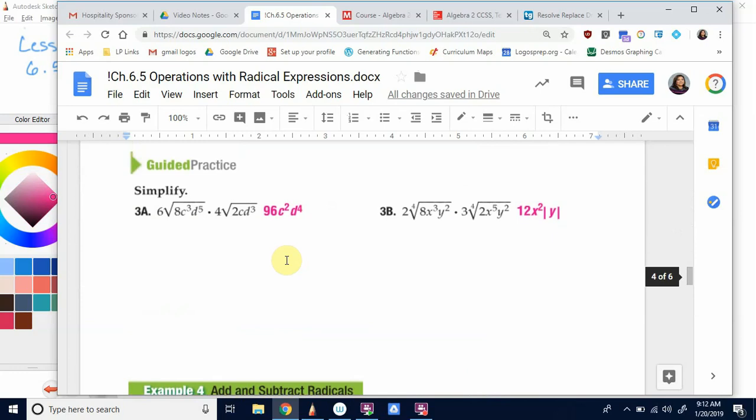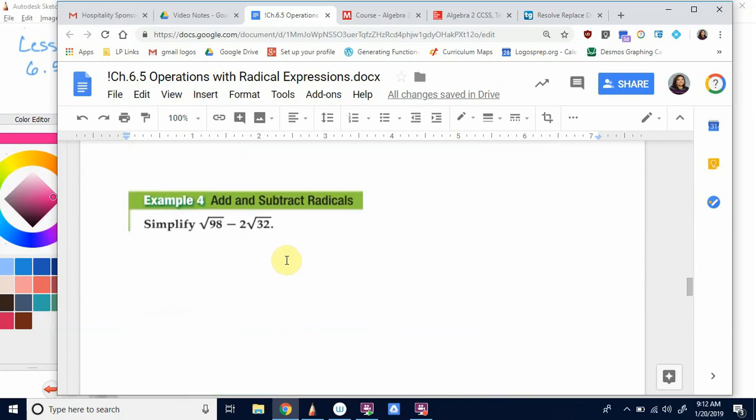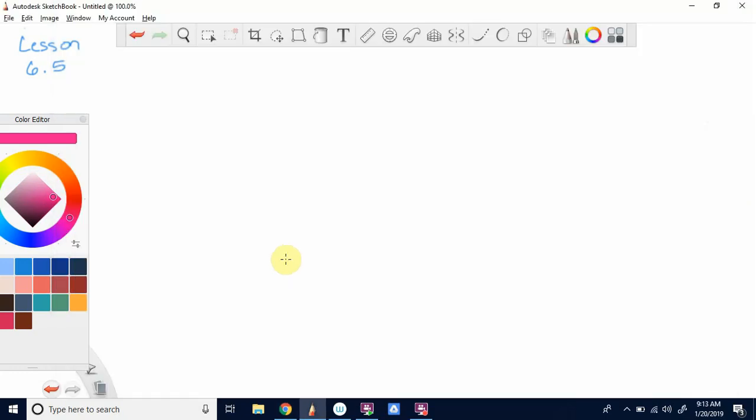Example 4 tells us let's add. We said the rule for adding and subtracting. They don't give you a key concept, they just give you the unlike and like terms, so you've got to write this down. The property says you must have the same index and the same radicand. Both my indexes are 2, implied, but I have different radicands. But let's see, can we simplify those? So you have the square root of 98 minus the square root of 32.